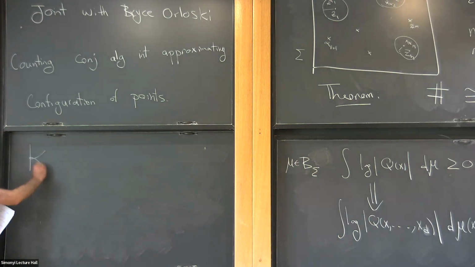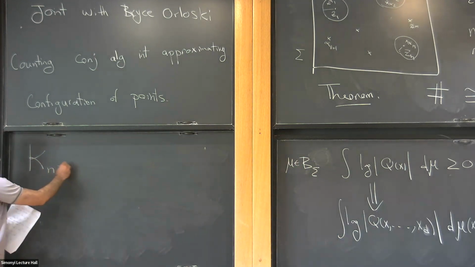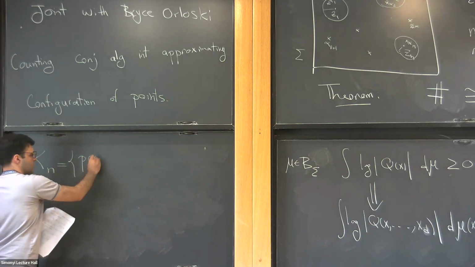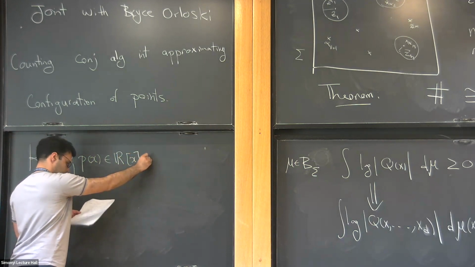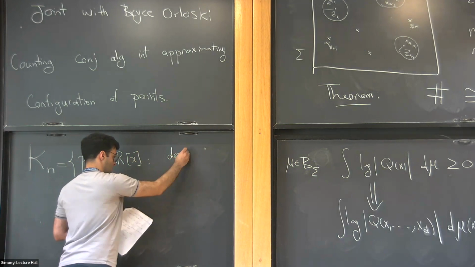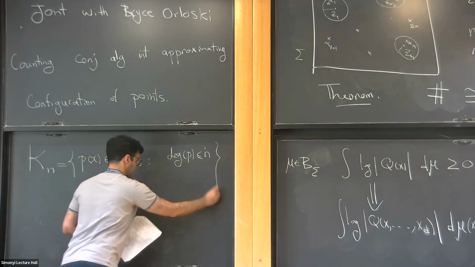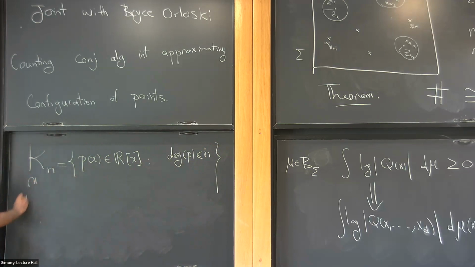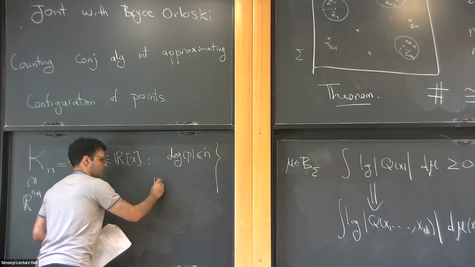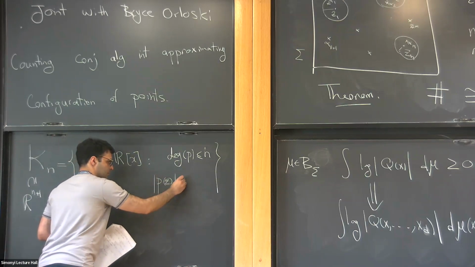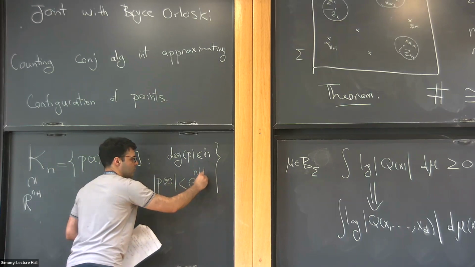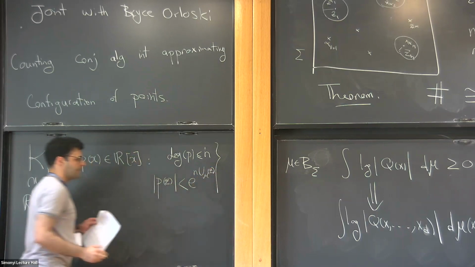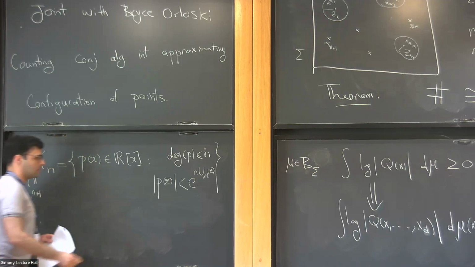So we define this K_n, a convex subset of real coefficient polynomials, where the degree of P should be less than n. So it's a subset of R^(n+1). And then we have this condition that the sup norm of P(z) should be less than the normalized potential, e^(n U_mu(z)), for every point in the complex plane.